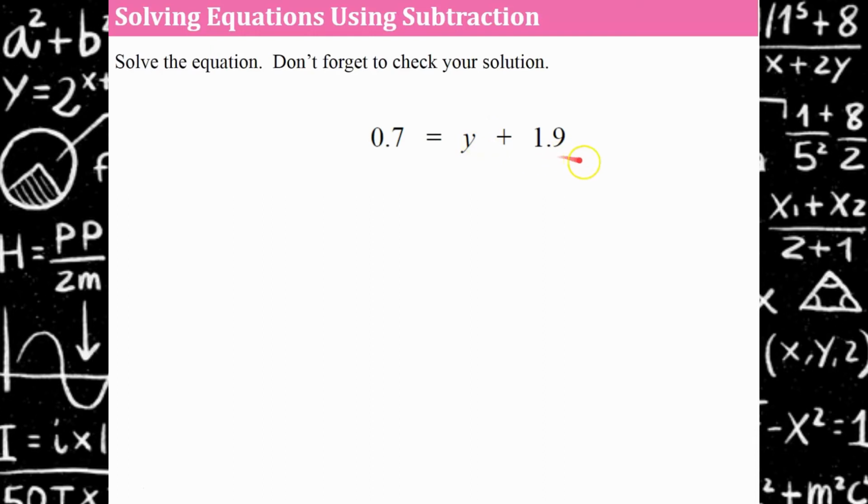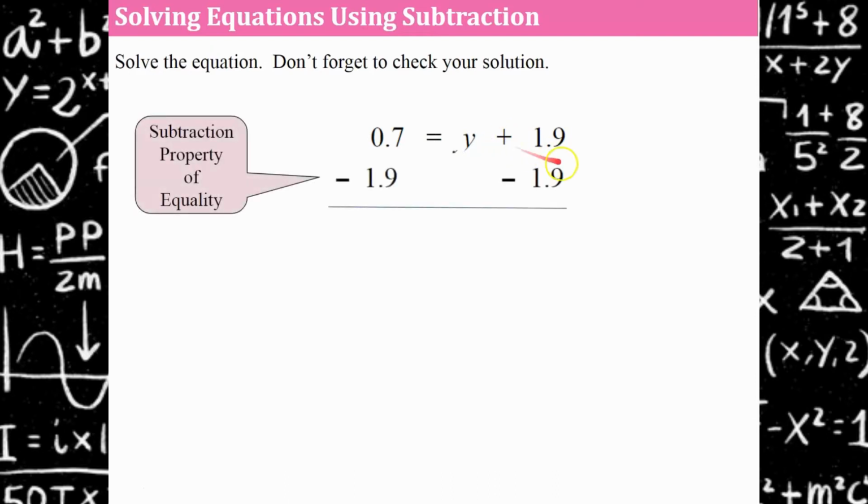So right now we have add 1.9. The inverse of add is to subtract. So I'm going to subtract 1.9 from both sides of the equation using the subtraction property of equality, creating a zero pair. When I simplify, I get y, because this is 0, and 0.7 subtract 1.9 is equivalent to negative 1.2. So I know that y is equal to negative 1 2/10.